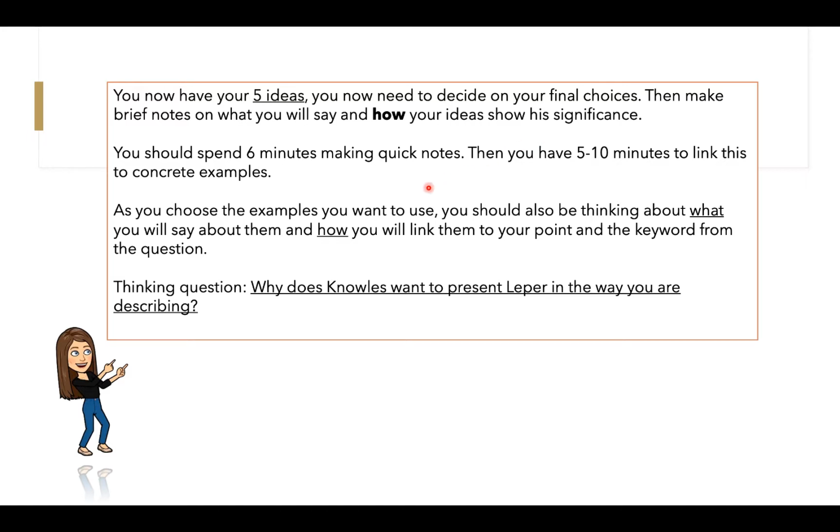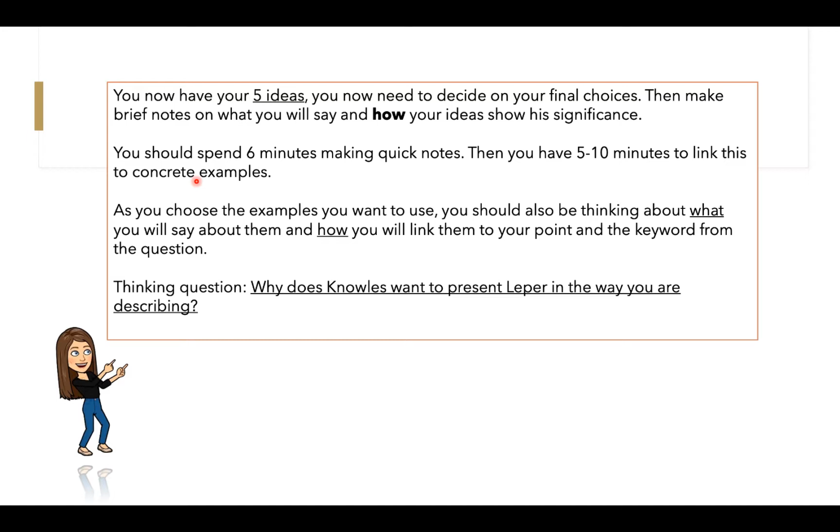I would spend 6 minutes making notes. Then you've got maybe 5 to 10 minutes to try and link it to concrete examples. And by concrete examples, I mean what happens in the novel to show that. What does he do? What does he say? What do others say? Those are your concrete examples.